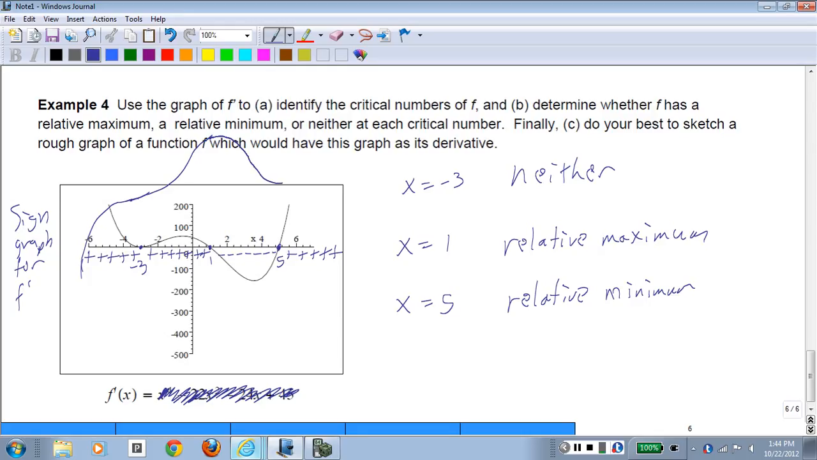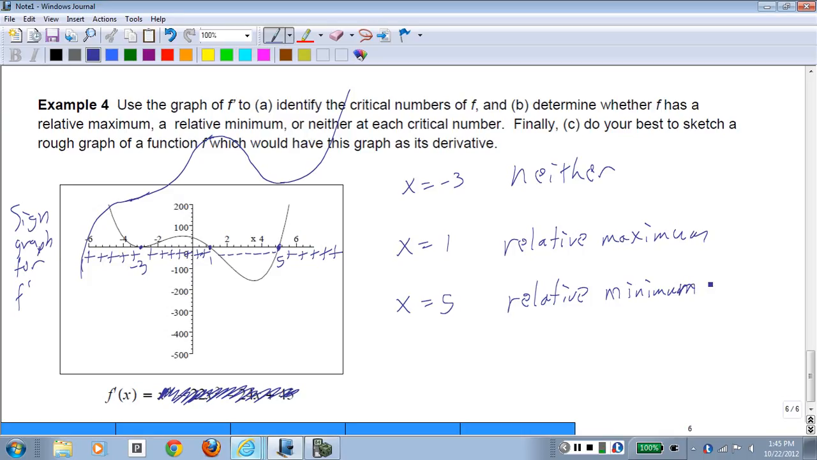And then a minimum at 5, and then increasing the rest of the way. So something sort of like this. It's freehand, so it could be off in proportions and various things like that. But to reconstruct the original function, these are some considerations. If we had some additional considerations involving the second derivative and concavity and inflection points, which we'll see in 4.4, then we can be a little bit more precise with it. But that's the idea.